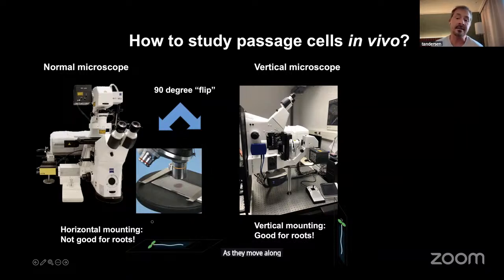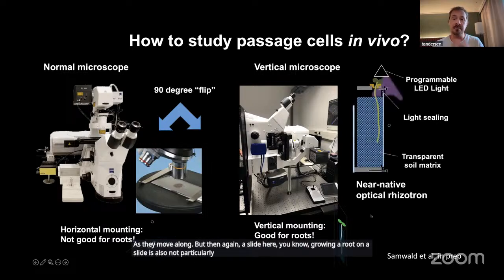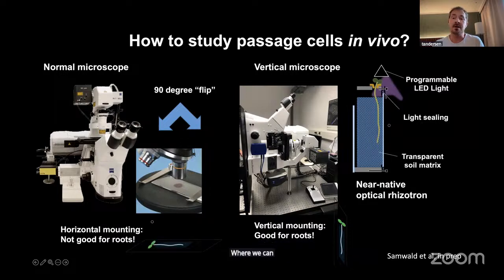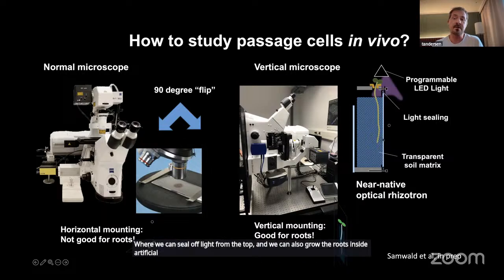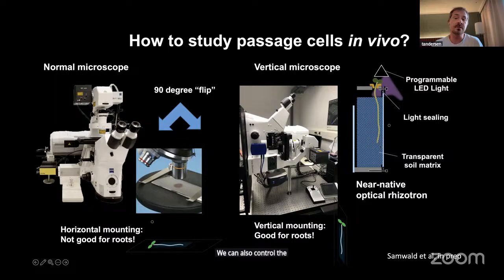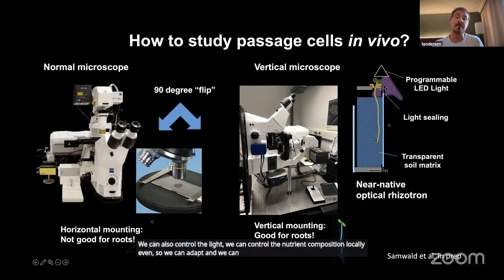But then again, growing a root on a slide is also not particularly optimal. So we developed some growth chambers where we can seal off light from the top, and we can also grow the roots inside artificial transparent soil matrices that are customizable. We can also control the light. We can control the nutrient composition locally even, so we can adapt and we can study how different parts of the root respond to different abiotic or biotic conditions. We can also include, for example, microbes in this situation. So this is very nice.